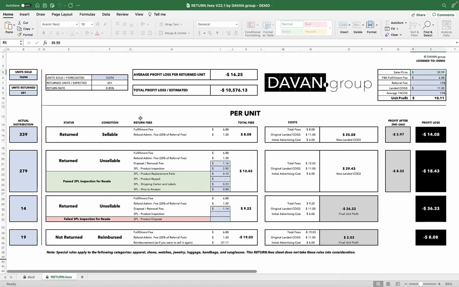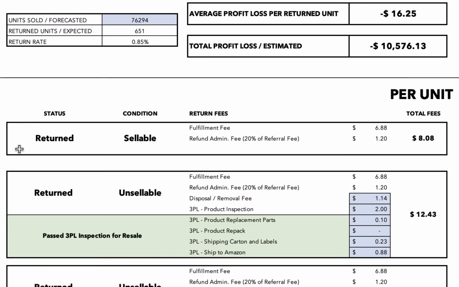Okay, so the first scenario that we'll go through is when a unit gets returned by a customer and Amazon receives the unit, they inspect it, and they determine that the unit is in sellable condition. So what happens in this case? Well, you've lost the original fulfillment fee on that unit that Amazon charged you for the original fulfillment. And they're going to charge you again a refund administration fee. This is 20% of your referral fee. So all in all, to this point, you've now lost $8.08 on this unit.